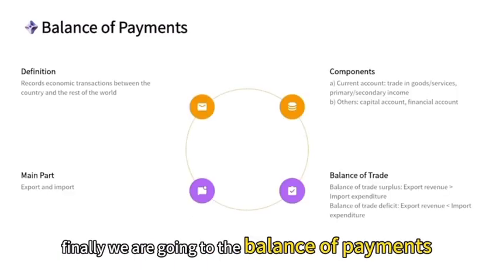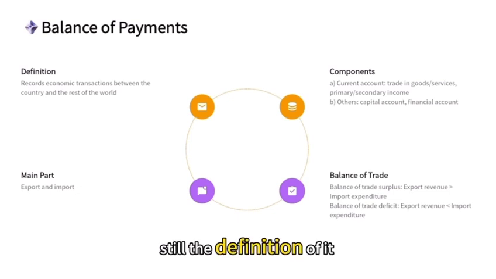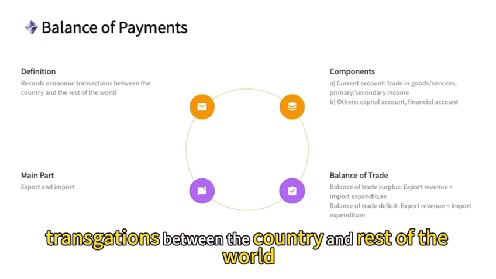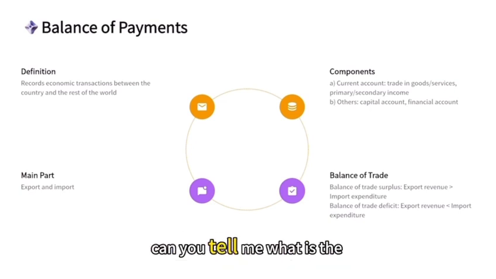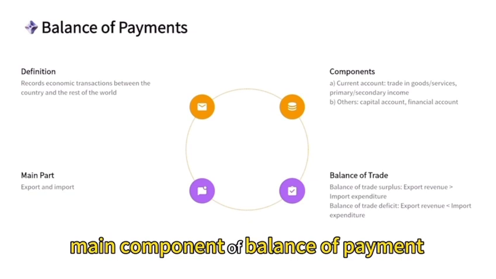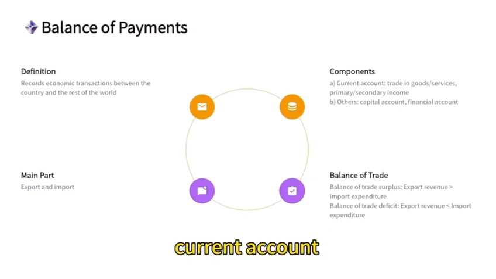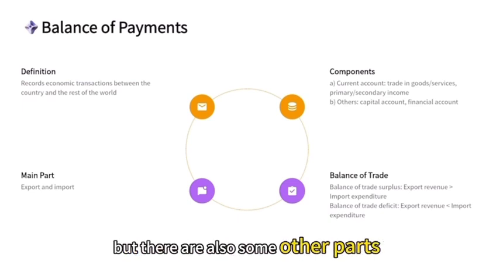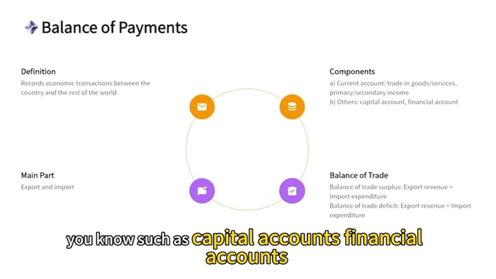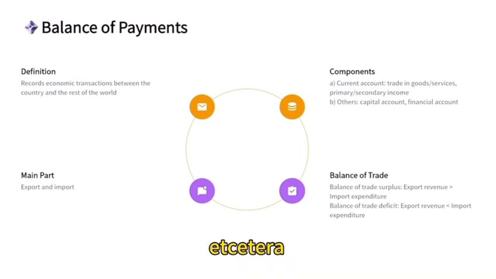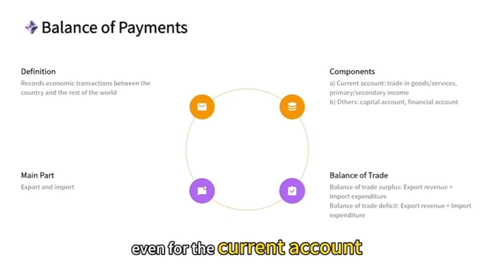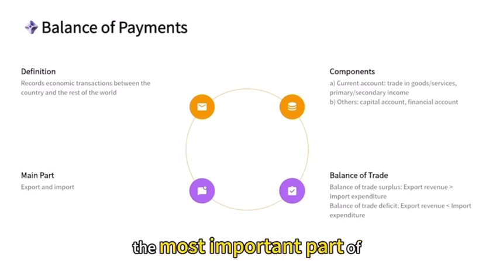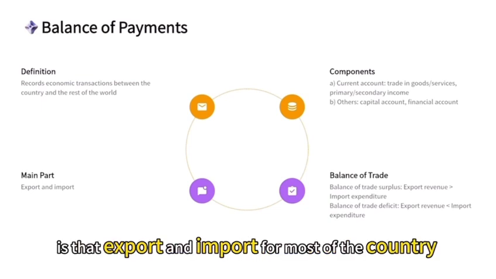Finally, we're going to the balance of payments. Still, the definition: it records economic transactions between the country and the rest of the world. Can you tell me what the main component of the balance of payments is? Of course, the current account: trading goods and services, primary and secondary income. But there are also some other parts, such as capital accounts, financial accounts, etc. But still, the most important part of the balance of payments, even within the current account, is exports and imports for most countries.